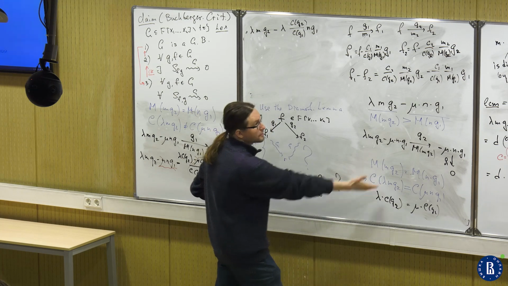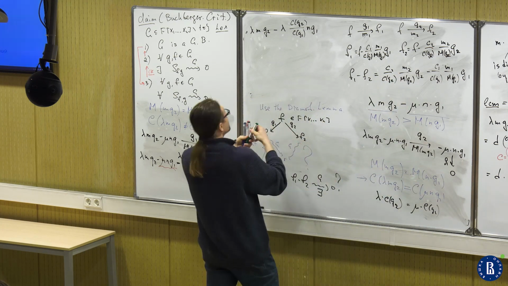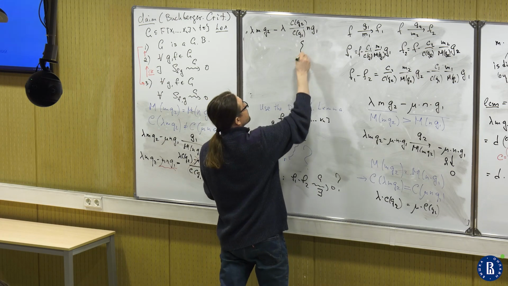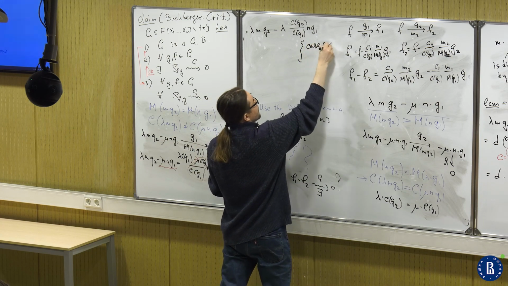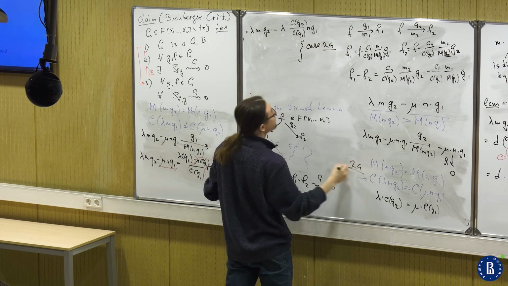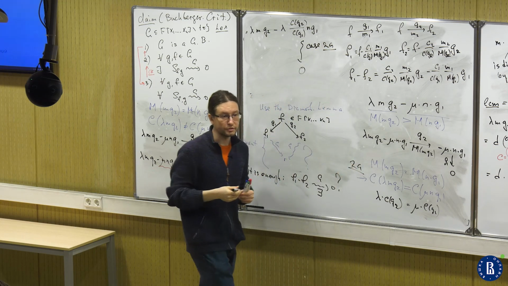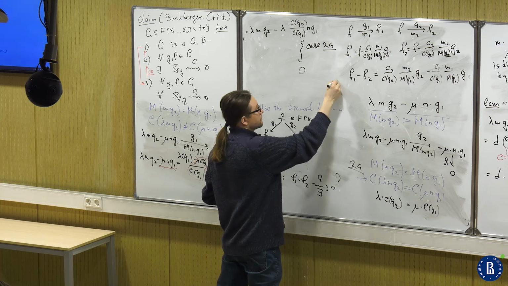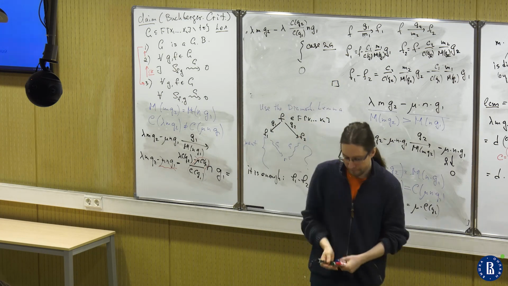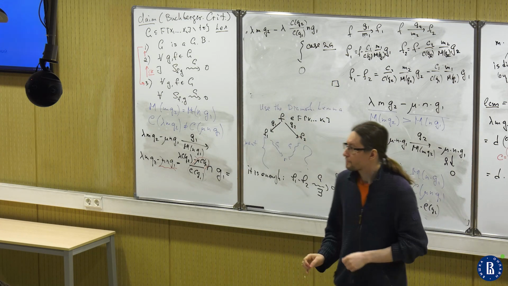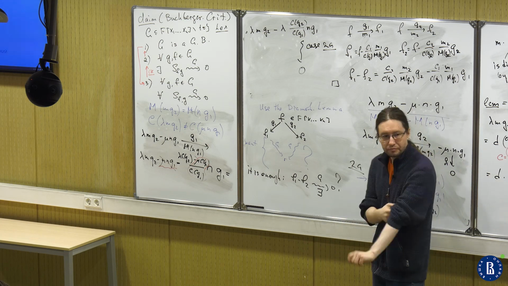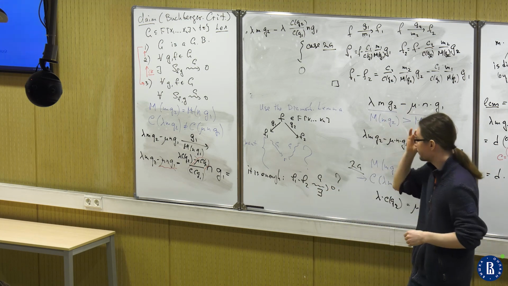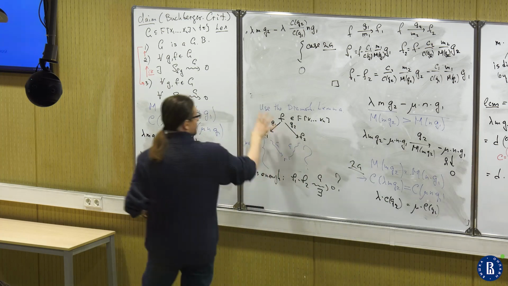But by the case 2a, which is here, we already know that this can be reduced to 0. And this completes the proof of the lemma, the claim. So again, let me explain what happened here. Yeah, so the whole proof.